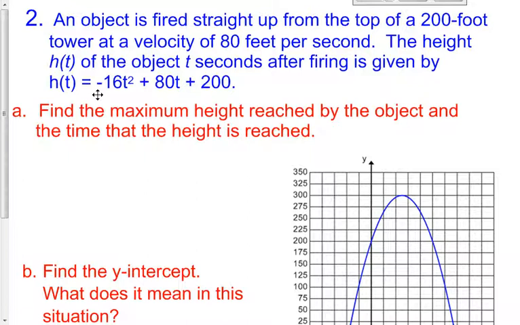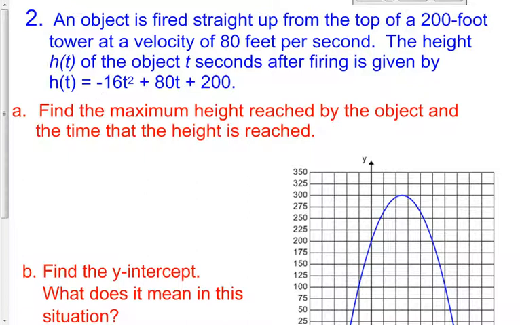So you could think to yourself, this t-shirt is going to go up, it's going to reach a maximum height, and then it's going to go down again. So it's going to be a parabolic type shape. Letter A, find the maximum height reached by the object and the time that the height is reached.